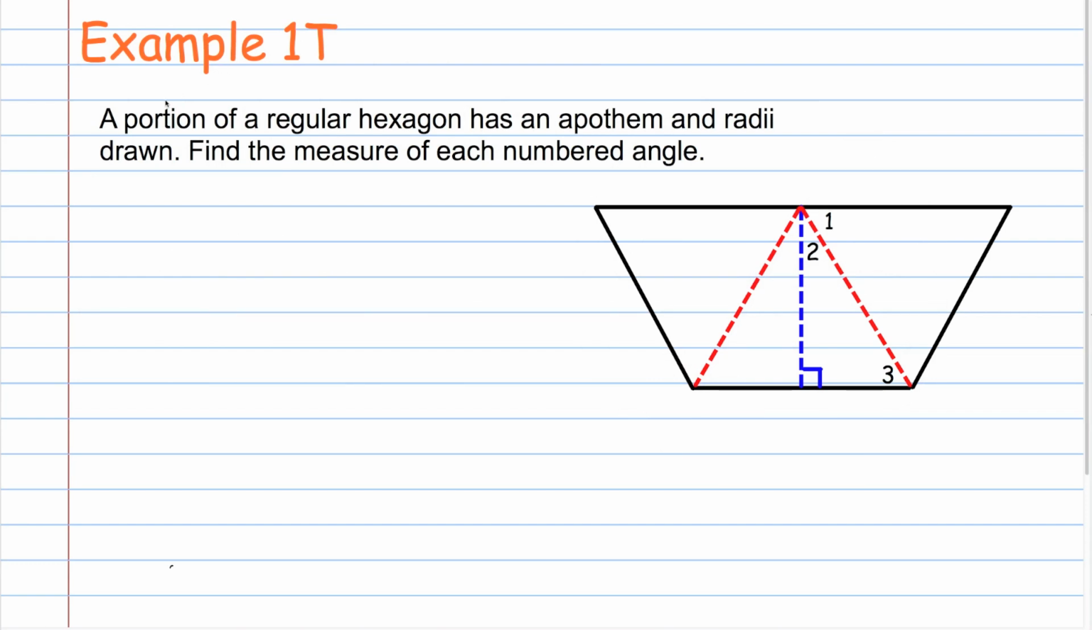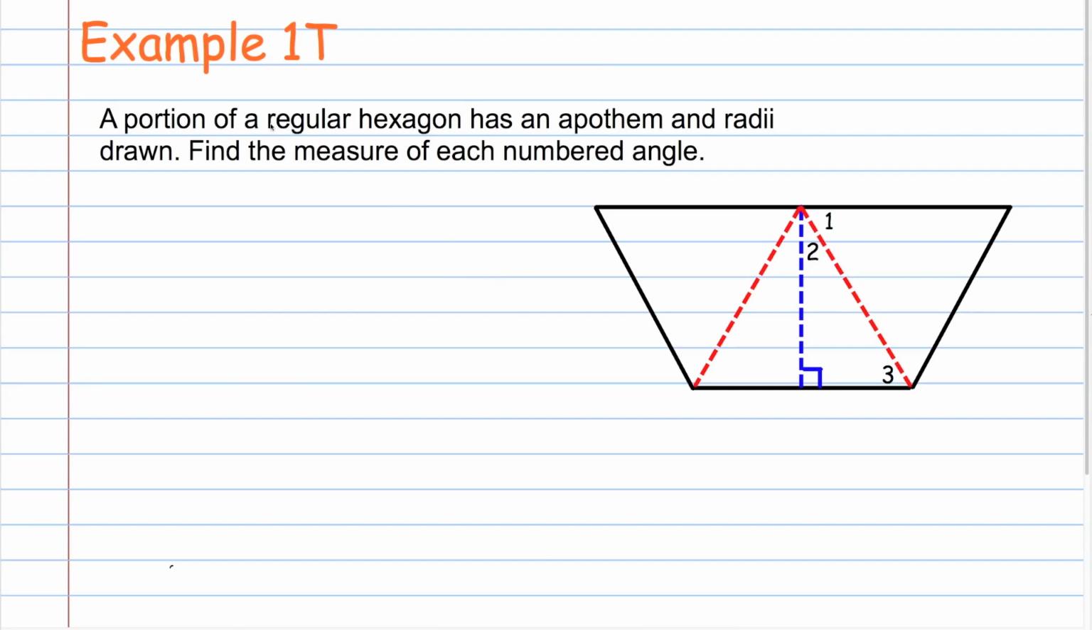Example 1, we are given a portion of a regular hexagon, and it has an apothem and radii drawn. Find the measure of each numbered angle. Now, the reason it's going to be important for you to be able to figure out these angles is it's going to help us find the length of the apothem sometimes with one of our special triangles: 30, 60, 90, or 45, 45, 90 triangles. So let's take a look at how to find the angles here.